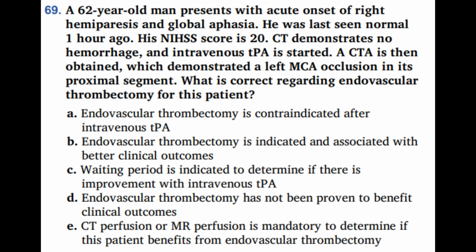A. Endovascular thrombectomy is contraindicated after intravenous TPA. B. Endovascular thrombectomy is indicated and associated with better clinical outcomes. C. Waiting period is indicated to determine if there is improvement with intravenous TPA. D. Endovascular thrombectomy has not been proven to benefit clinical outcome. And E. CT perfusion or MR perfusion is mandatory to determine if this patient benefits from endovascular thrombectomy.